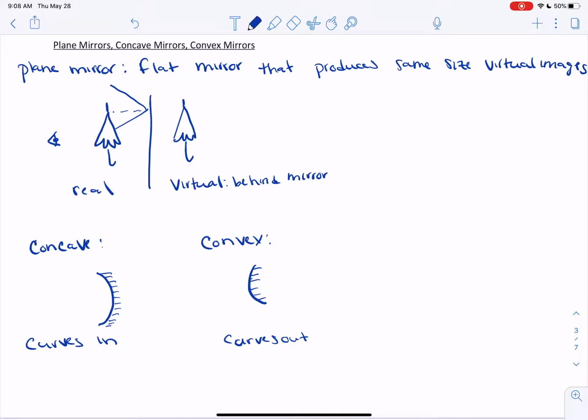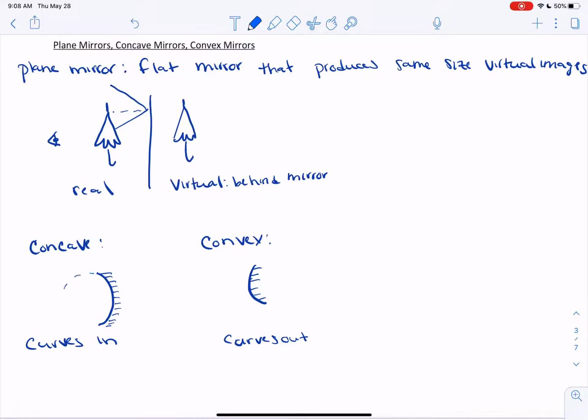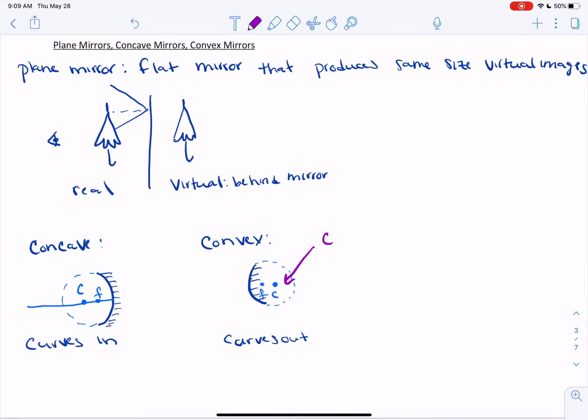Okay? And when we're analyzing these mirrors, you notice that these are sort of part of a circle. So if you were to continue this circle, this would be your center, okay? Now, if I draw a straight line here, connecting my center to the edge of the mirror, I'm going to label this C for center, and then halfway between the mirror and the center, I'm going to label F for focal point. Okay, and you can do the same thing here for a convex mirror. This would be your C, this would be your F. Okay, and C we call the center, F we call the focal point.